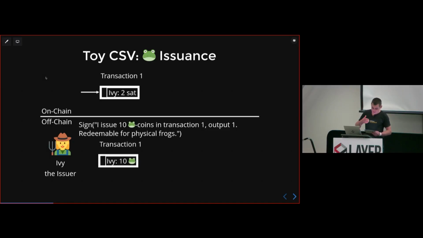This creates an additional meaning to Ivy's on-chain UTXO. Not only does it represent two sats, but also 10 Froge coins to everyone who's interested in the Froge coin system.